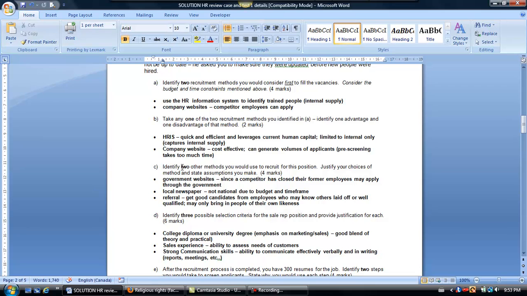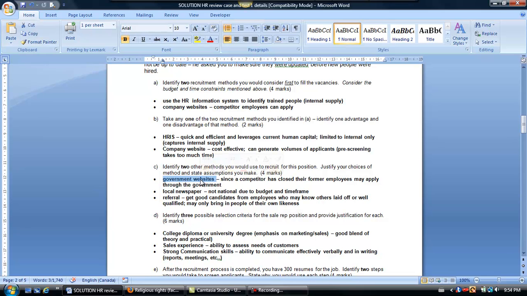Now, what 2 other methods could you use to recruit for the position? You could use a government website because, again, they're free, and don't forget, you have a budgetary constraint. The other reason why you might want to choose the government website is that you did have a major competitor who's now downsizing their business. They closed their doors, so a lot of their people might be on employment insurance or needing to apply for EI, so they'd have access to the government website and they would be able to see who's looking for what.